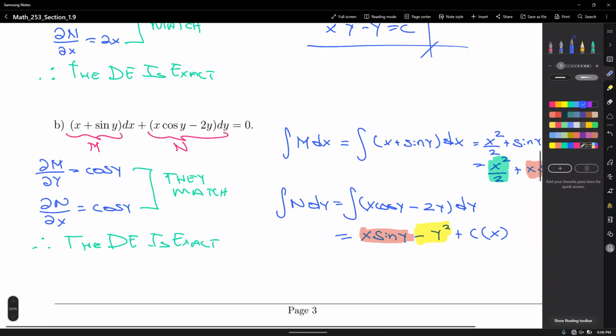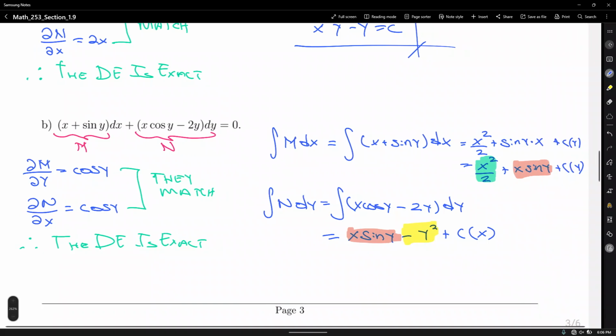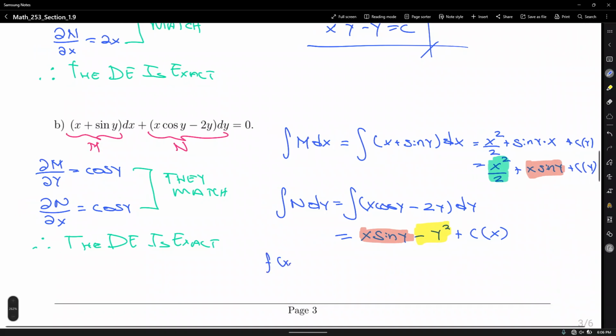So our f of x y equals x sine y minus y squared plus x squared over 2, and let that be equal to c. You can do it like this or write another statement just having the function equals c. It doesn't matter. So that was another example of an exact equation.